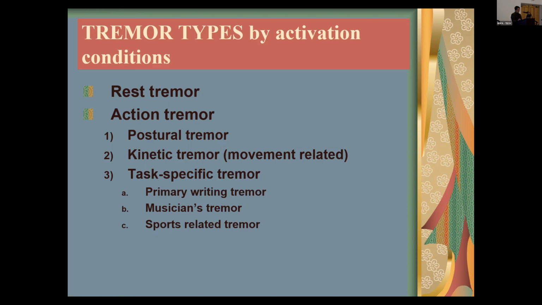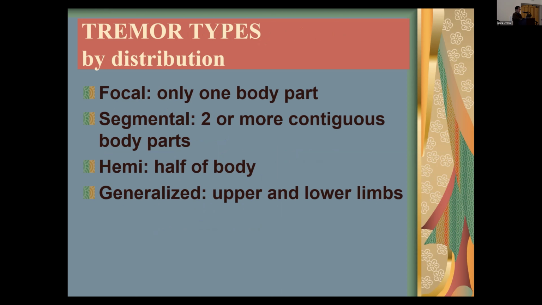And then I also look at the distribution. So the most common thing I see is focal tremor. Focal means it's in one body part. So for instance, just your head, or just your chin, or just your voice, or one hand, and so on and so forth. Whereas segmental tremor means two or more contiguous parts are involved. So for instance, let's say your head and one arm, or an arm and your body. So it's contiguous parts. And then hemi means half of the body, so either your right side or left side. And then generalized tremors would be tremors that involve your upper and lower limbs.